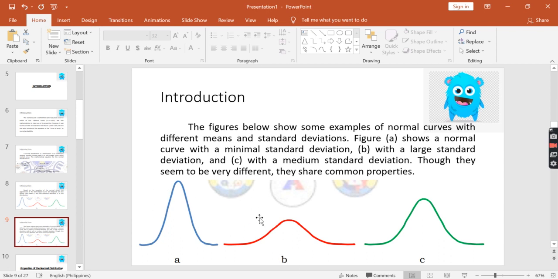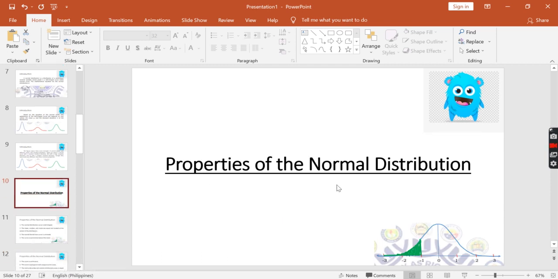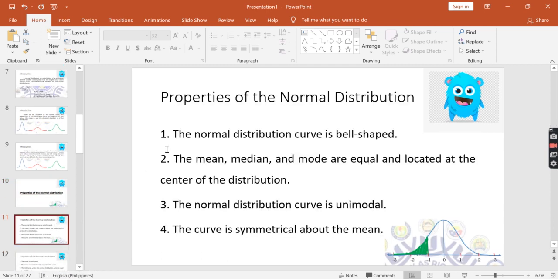Right? So since the normal curve depends on the mean and its standard deviation, there are many different types of normal curve. Not just these three. Though there are many different types, they have the same or common properties. So what are the properties of a normal distribution?